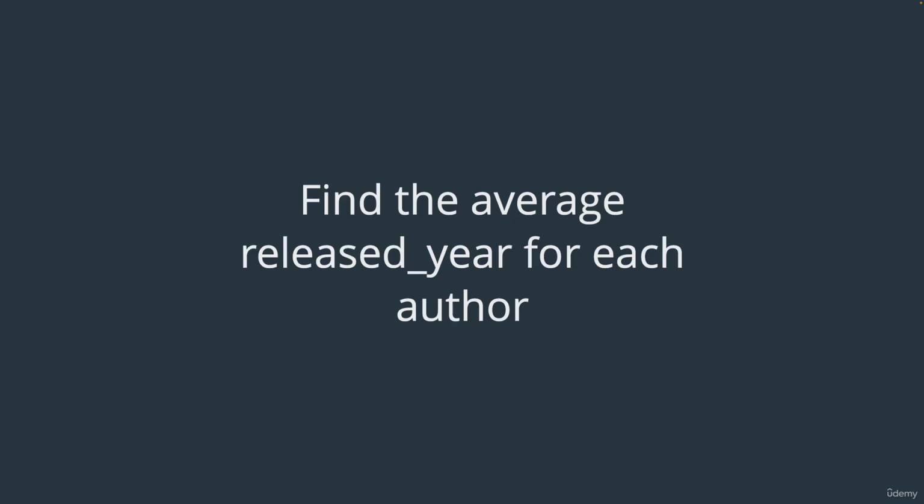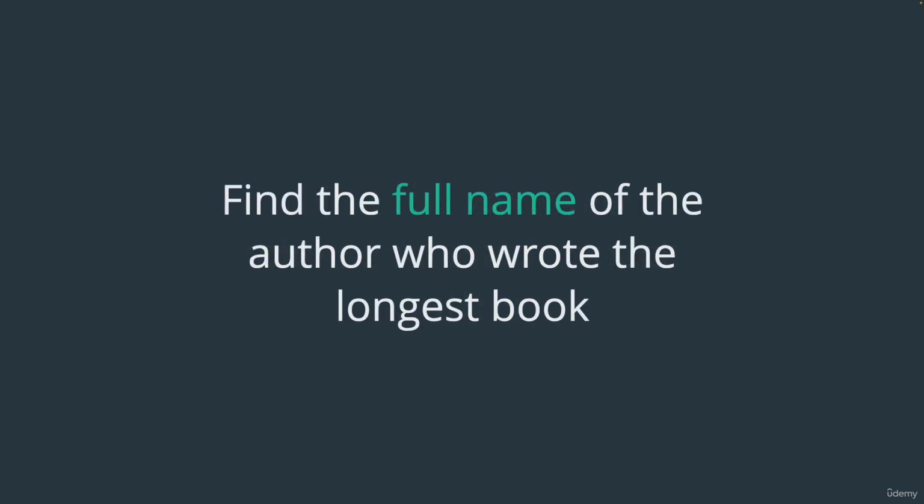Now, for each author, I'd like you to be conscious of the author first name and last name because of the whole Harris situation. But in general, if this is a much bigger data set, we would definitely have a lot of duplicate last names. So you should definitely use the first and last name when you are grouping. Find the average release year.